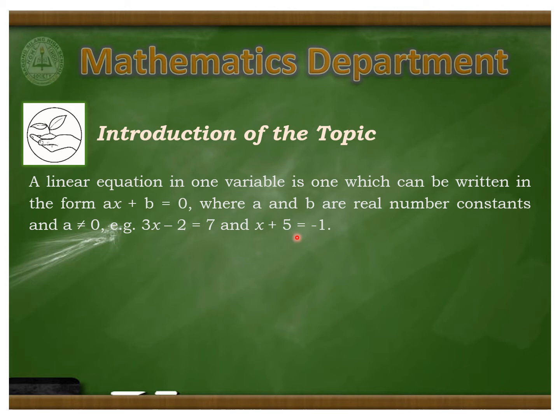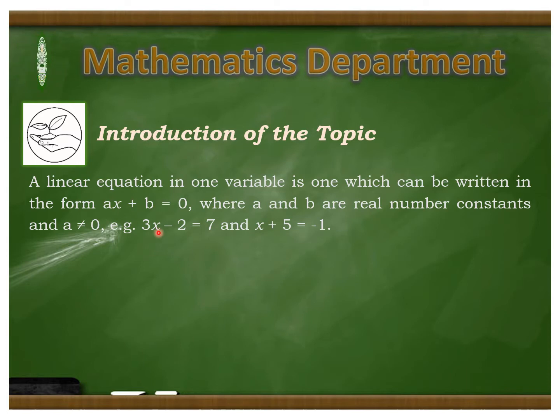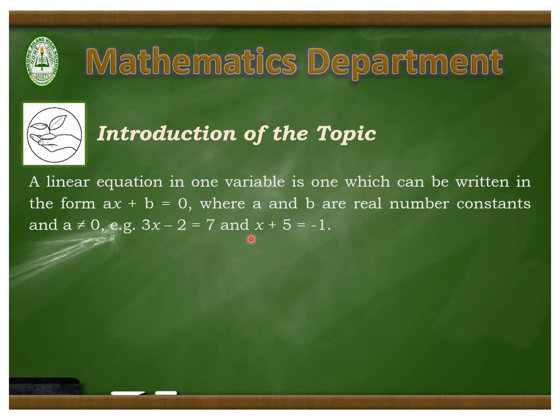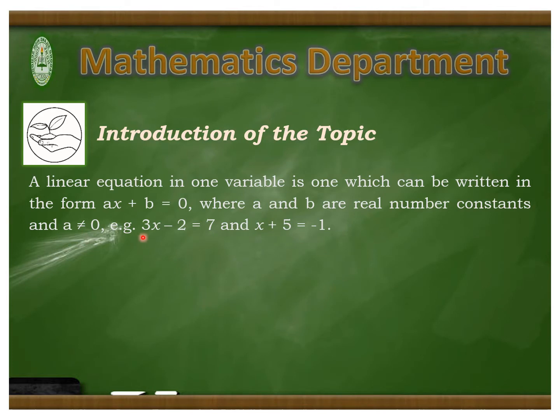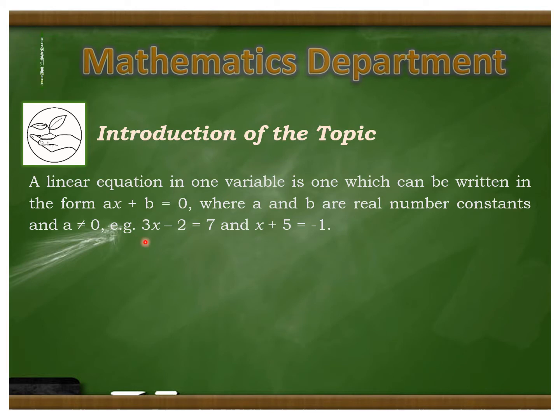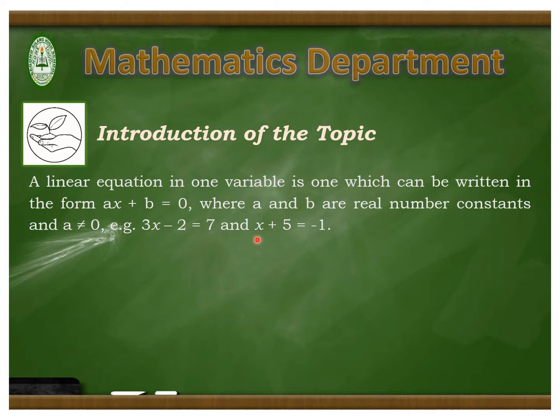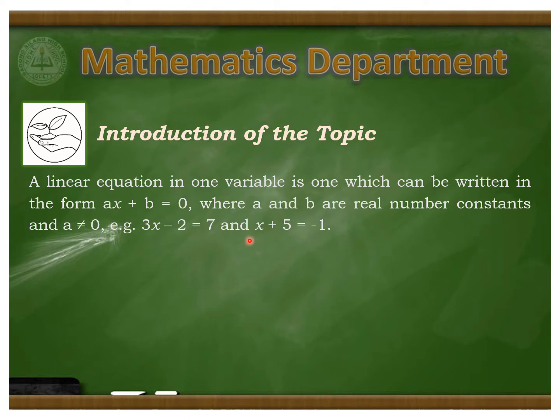These two examples are considered linear equations in one variable, simply because there's a variable x in the first example, and also a variable x in the second example. And a should not be equal to 0. In example number 1, the a is 3, meaning that's the numerical coefficient of x. And in number 2, 1 is the numerical coefficient of x.